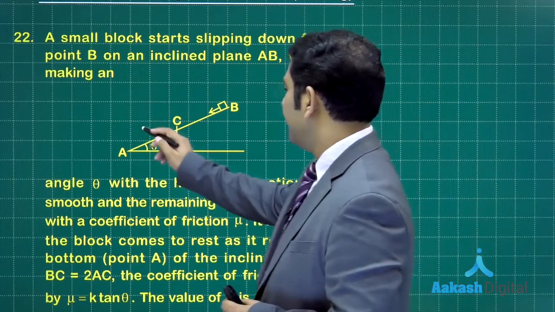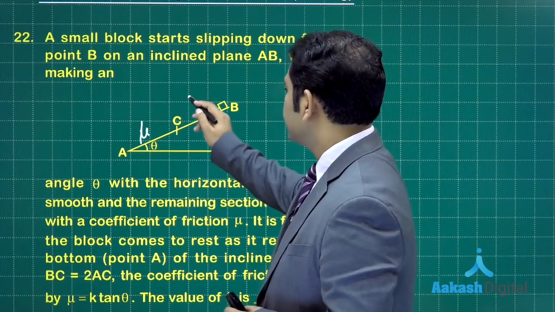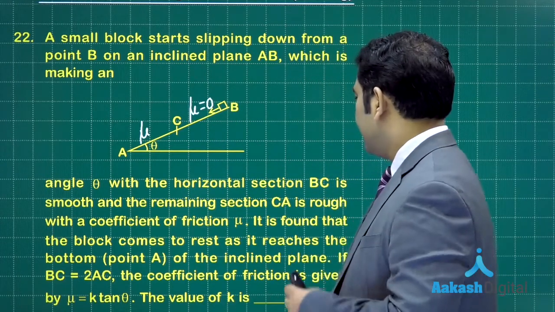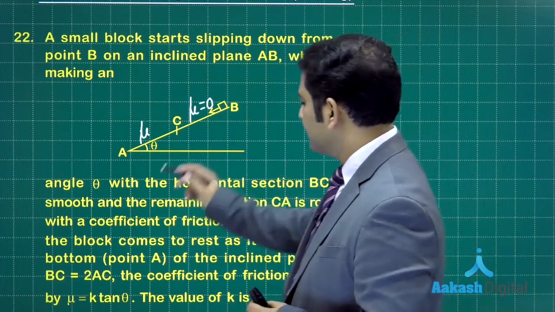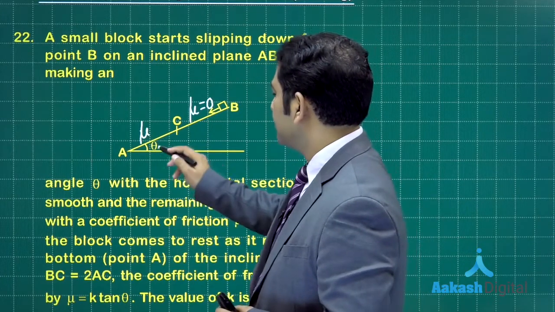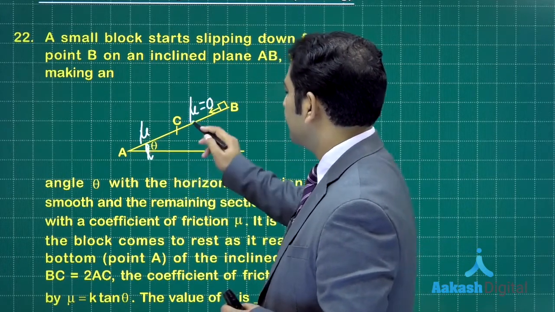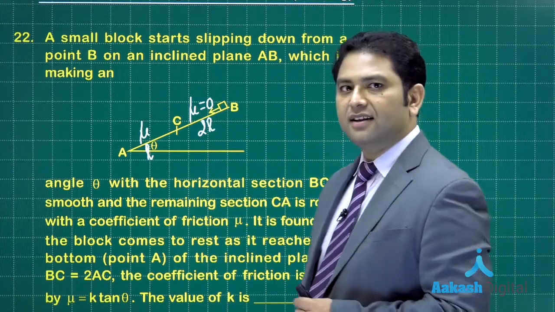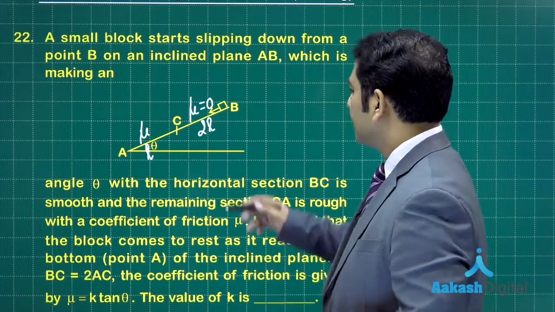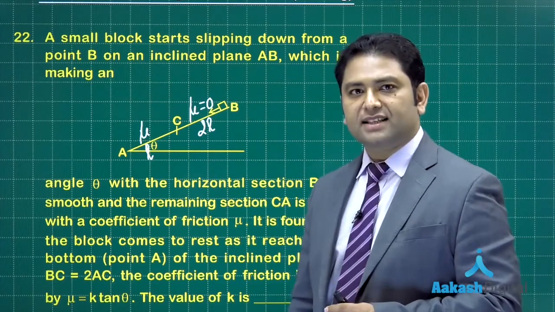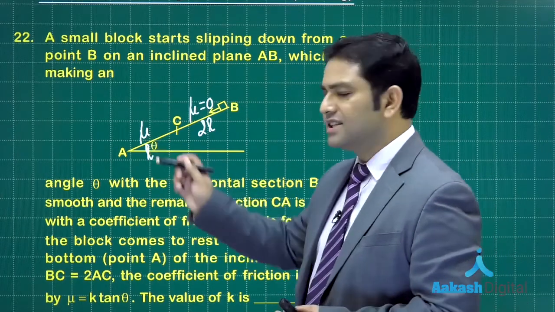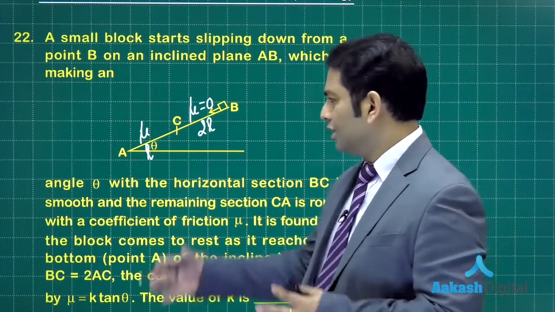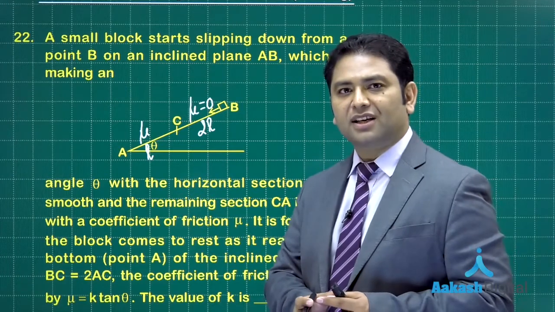The CA is rough and BC is smooth, which is mu equals to 0. And it is also found that BC is equal to 2AC. So if I call this as L, the length of AC, BC is going to be 2L. And the question says the block released from rest eventually reaches the bottom, but there the velocity is again 0. Obviously, friction does the negative work.